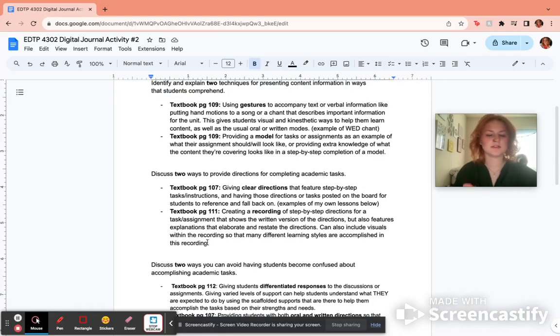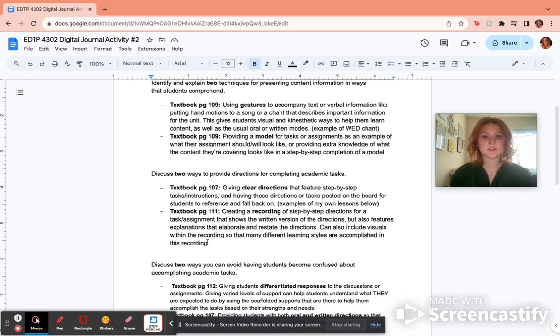All right, so here is my video analysis answer to DJA number 2 for the identify and explain 2 techniques for presenting content information in ways that students can comprehend from our textbook using page 109. They suggested using gestures to accompany text or verbal information, like putting hand motions to a song or a chant that describes important information for the unit.